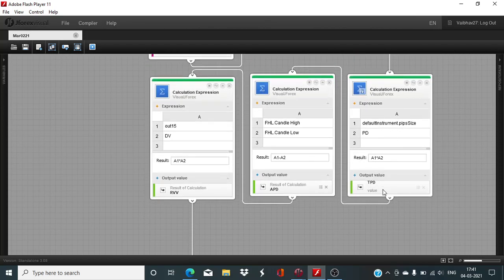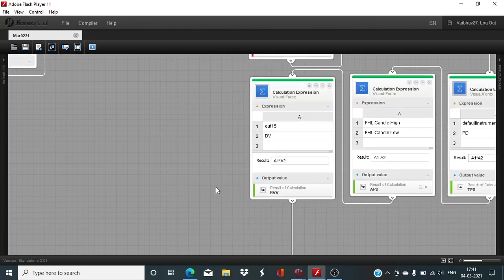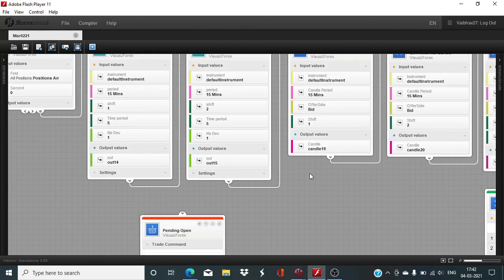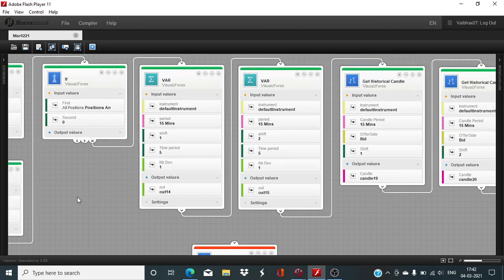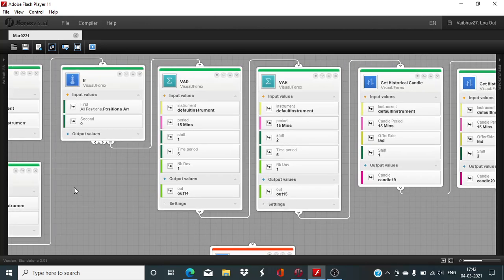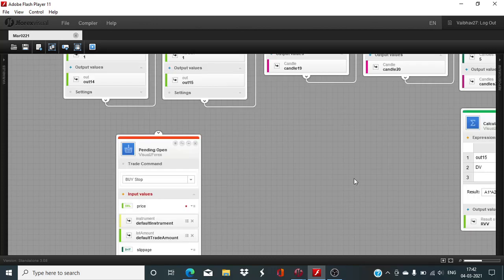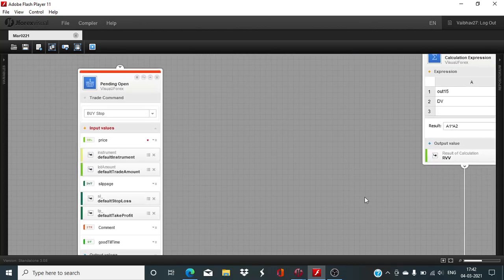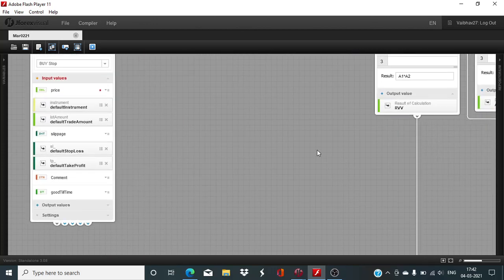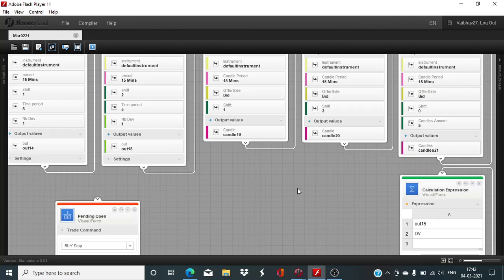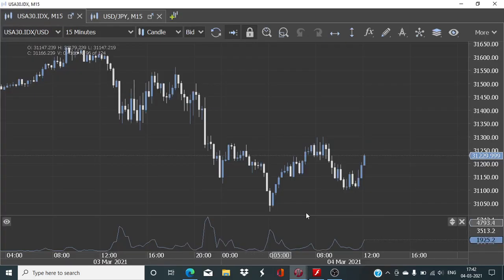So for that, this calculation has been done here, and also the condition is there that the variance output value should double. Whenever that happens, only after that, if other conditions are in place, the execution of the trade will happen depending on the price action, the direction in which the price is moving. So for that, I'm also using these historical candles.